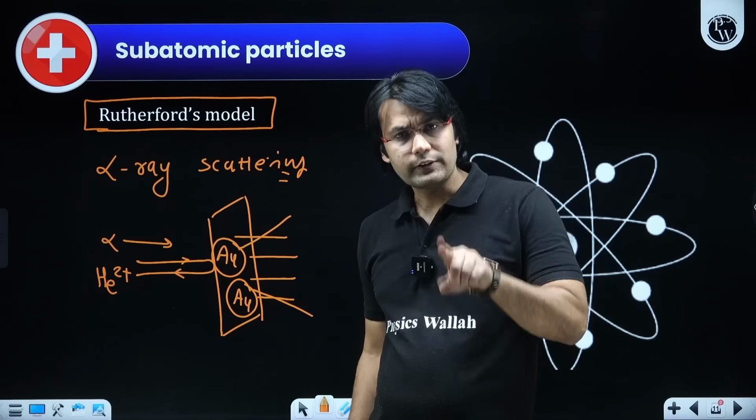So if I try to define this in short, we can write the photoelectric effect as: when light of certain frequency strikes the surface of a metal, electrons are ejected.